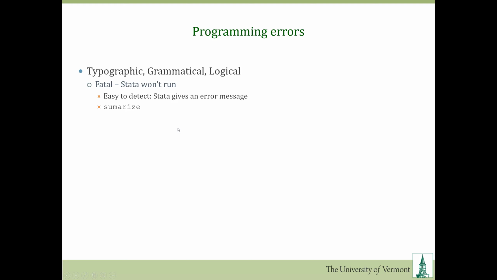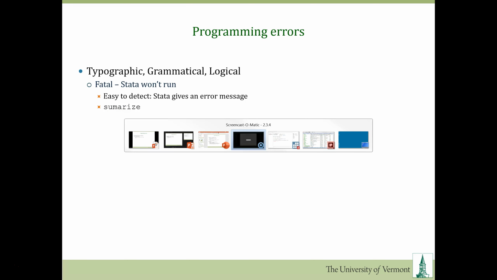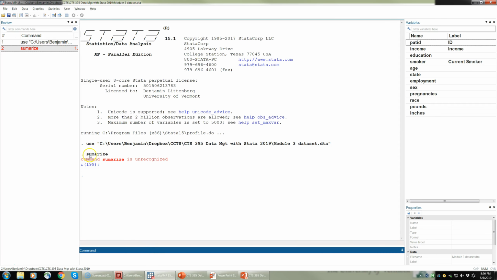Programming errors come in several types. The first major category are the typographical, grammatical, and logical errors that are fatal. In other words, Stata won't run. They're fairly easy to detect because Stata gives an error message in bright red. For instance, this command here, summarize, has a spelling error in it. There's supposed to be 2 M's, not just one. Let's go over to Stata and see. When we type in summarize, we get back this error message that command summarize is unrecognized. And so the program stops and we know we've got a bug to deal with.